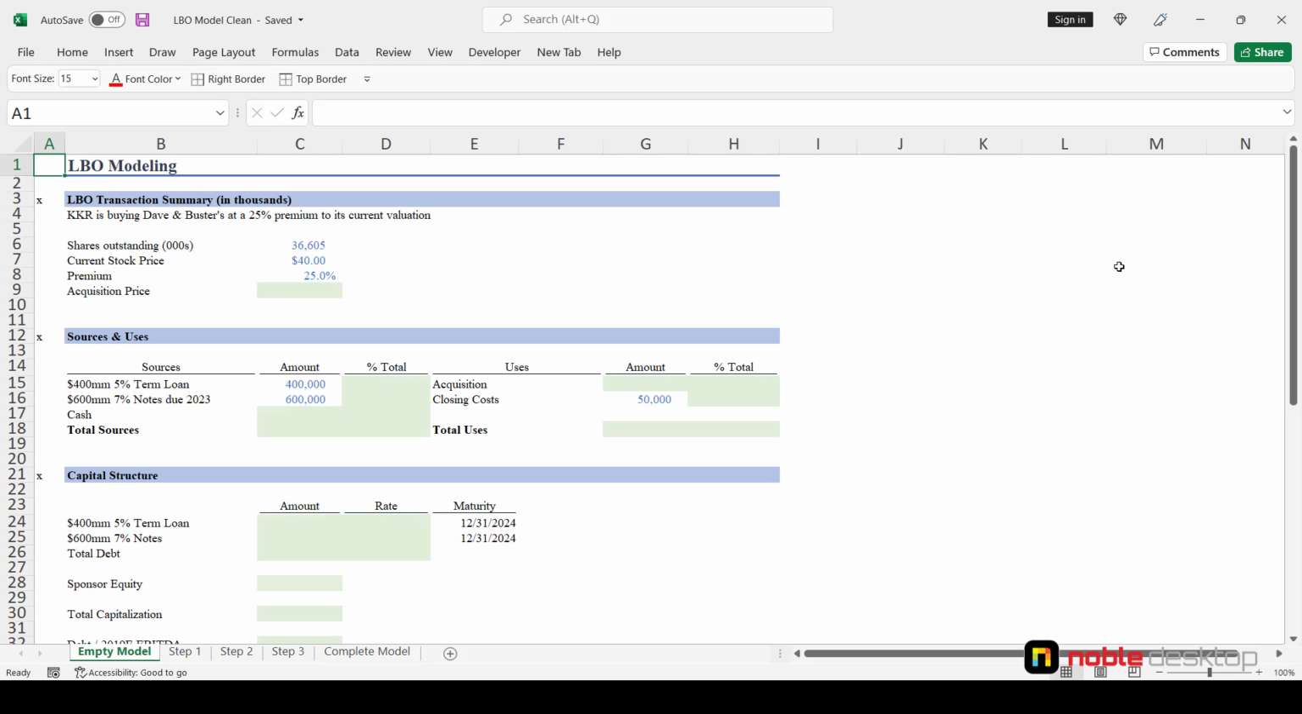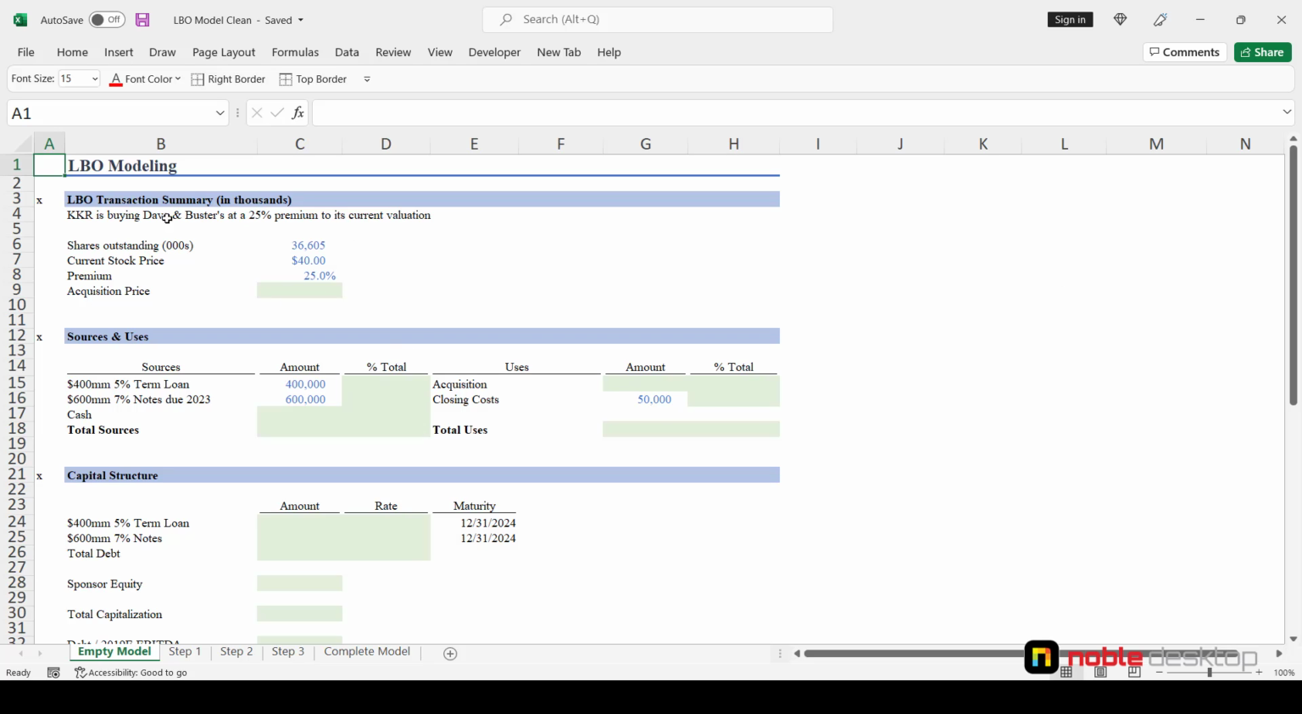A leveraged buyout is the acquisition of another company using a significant amount of borrowed money, bonds or loans, to meet the cost of acquisition. You can watch the video on the LBO overview and theory in another section. In this video, we will build an LBO model in Excel.